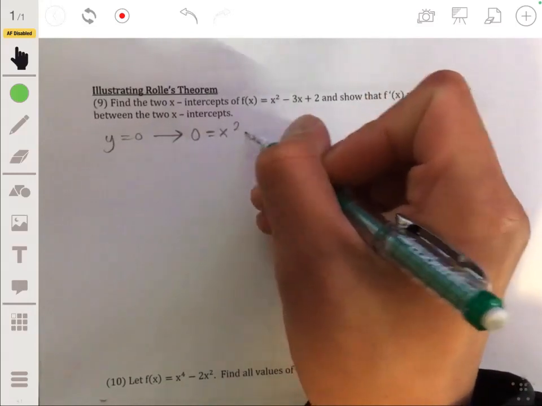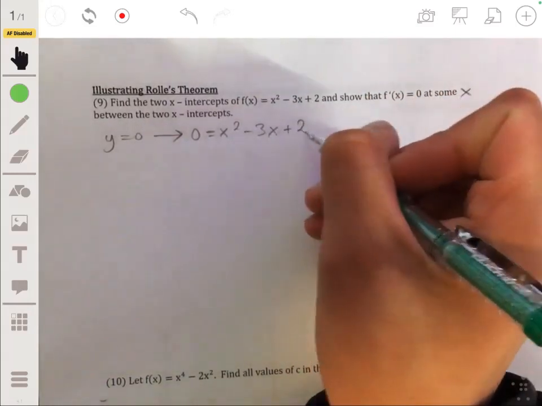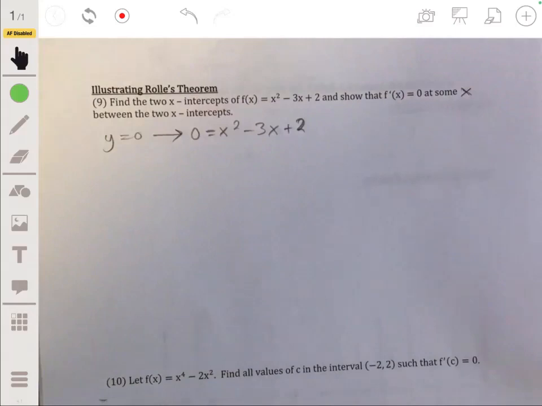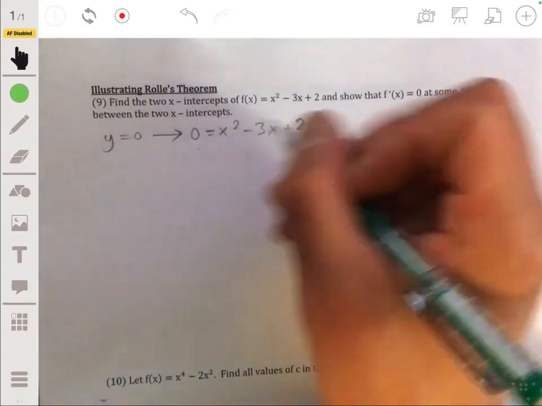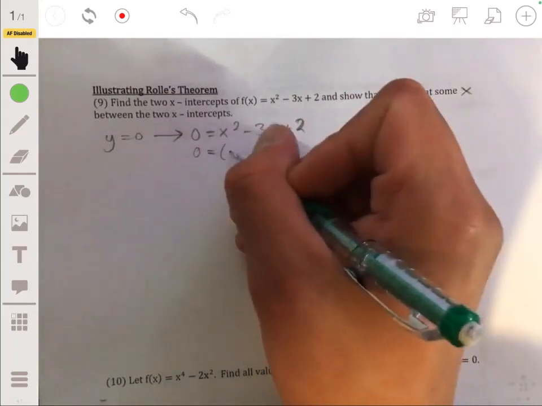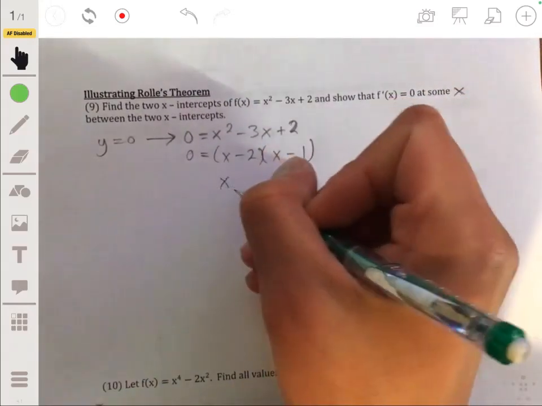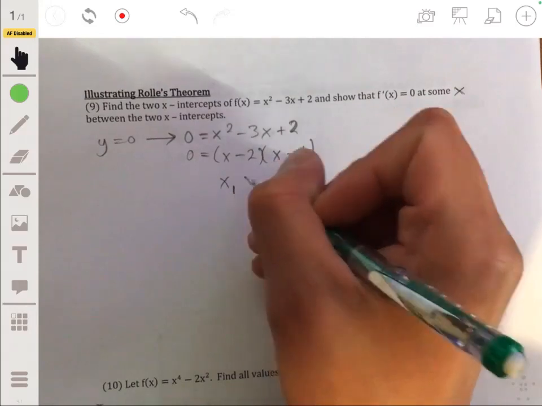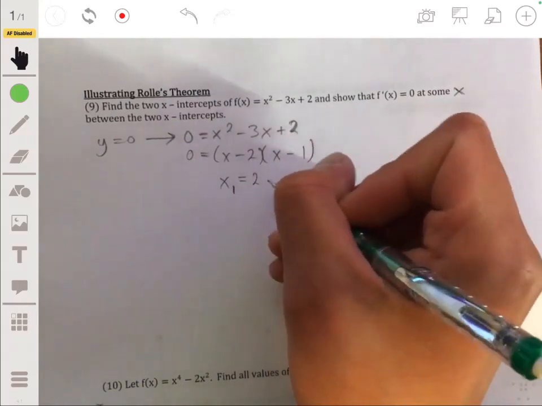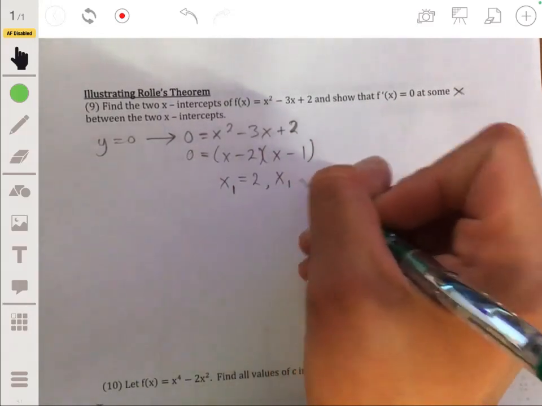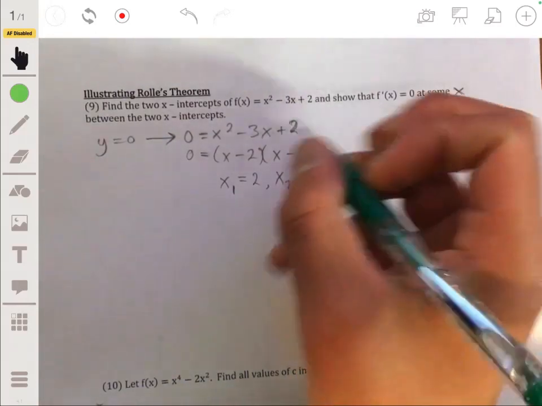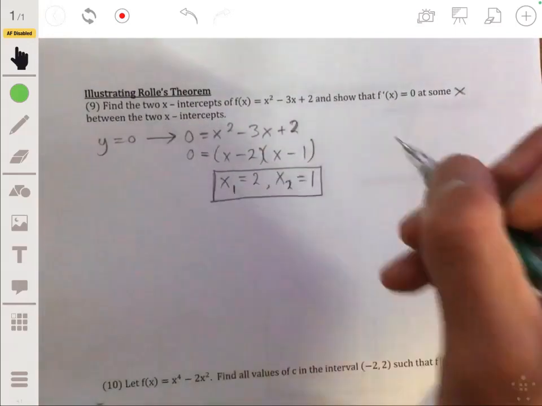This is going back to your algebra days. See, all that factoring is coming into good use now. What we do is we factor this into (x - 2)(x - 1), and we get that one of our intercepts is going to be at 2, and the other one will be at 1. We have two x-intercepts at 1 and 2.